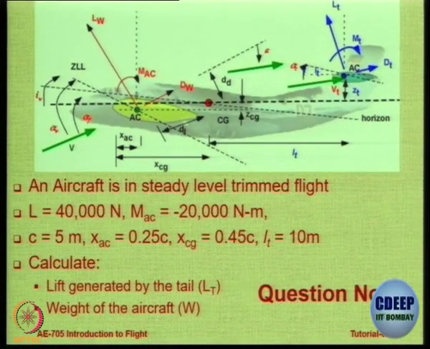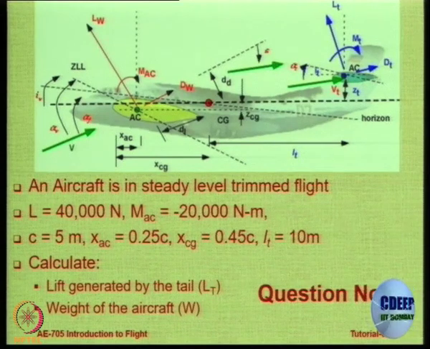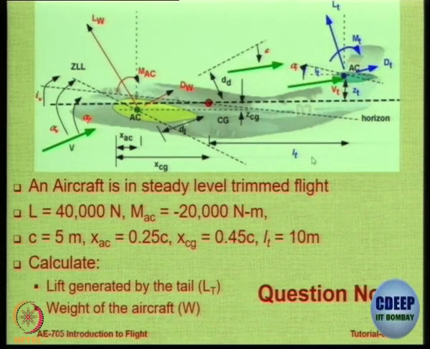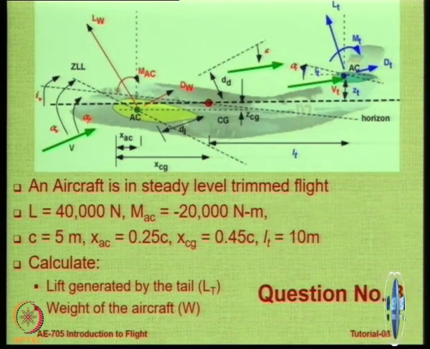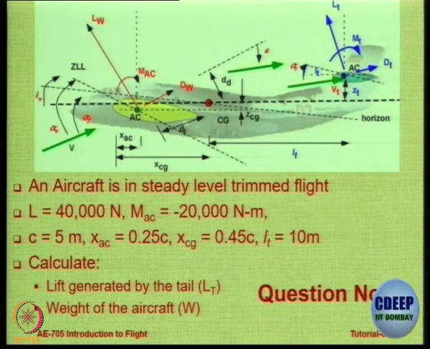And LT is the distance between the CG of the aircraft and the aerodynamic center of the tail. That is LT. You can see it is shown here in this figure. This is LT, from the center of gravity to the quarter chord or aerodynamic center of the horizontal tail. That is 10 meters. So if this is the case, first of all you must calculate the lift at the tail and then calculate the weight of the aircraft in newtons. Okay, so go ahead.